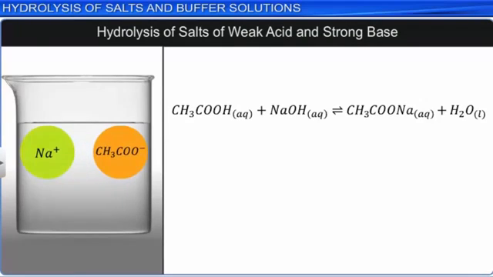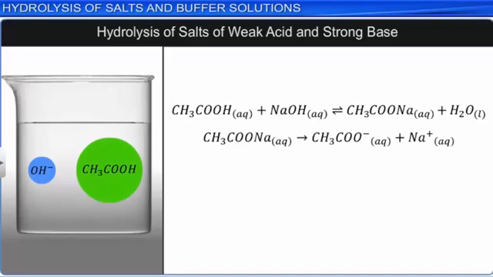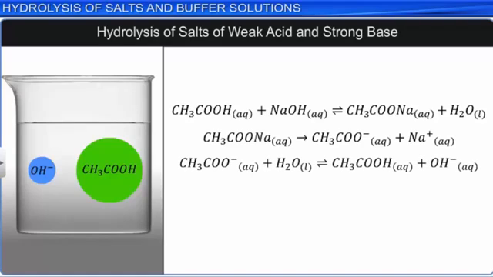The acetate ion, being a strong conjugate base of a weak acid, undergoes hydrolysis in an aqueous solution to produce OH minus ions. Hence, its solution is basic. That is, its pH lies above 7. Thus, it can be concluded that the aqueous solution of a salt of a weak acid and a strong base is alkaline due to the hydrolysis of the anion.